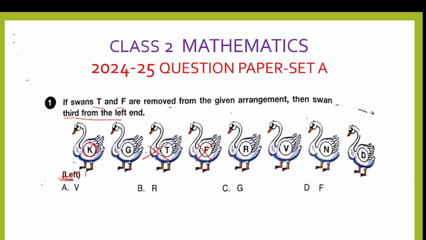So let's count. This is first, this is second, this is third, this is fourth, this is fifth, and this is sixth. And the question is for the swan which is third from the left end. So third, the swan is R. Therefore, the answer for this question is swan R is the third from the left end. Now choose the correct option. So the correct option is option D. Next question.